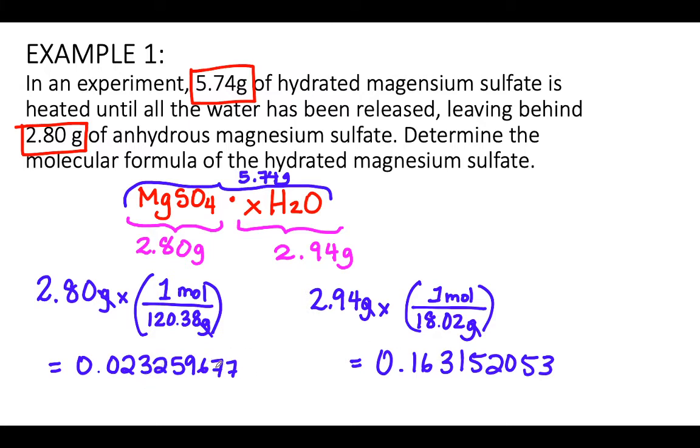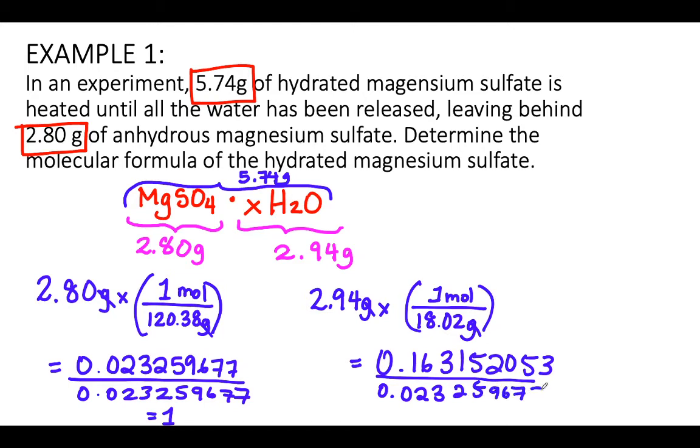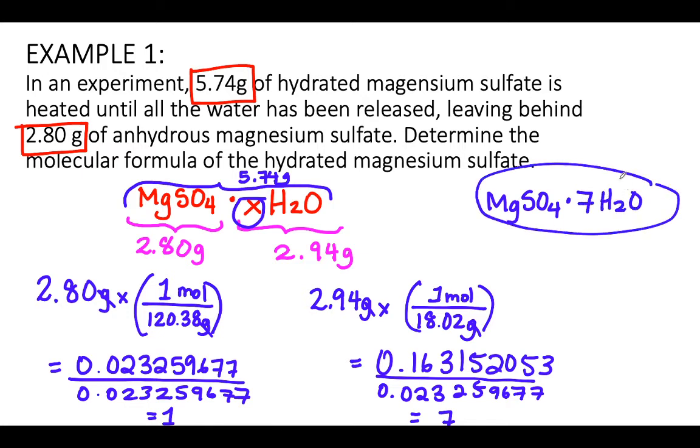Now, if I want to find the ratio of these two, I have to divide both of these numbers by the lowest of the two. So the lowest is this. If I divide this by 0.023259677, this is the same number, which tells me that this is 1. And if I divide this by 0.023259677, the value that I get is 7. So the ratio between the anhydrous portion to the hydrous portion is 1 to 7. That tells me that the value of X here is 7. So the formula of this hydrate is MgSO4, leave the dot there, 7H2O. This is the formula of the hydrated magnesium sulfate.